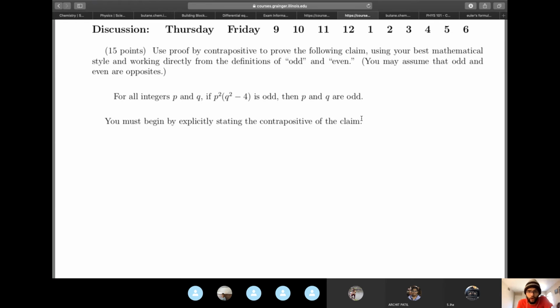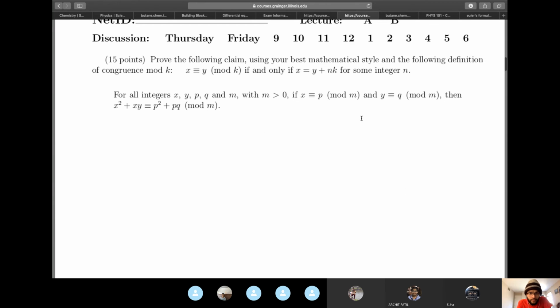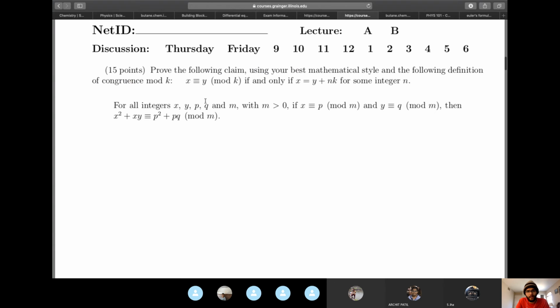Okay? I'm assuming that all of you were clear with the concept, and we will go to the next problem. Okay. This involves some new concept, which again, I don't think is too hard for you to understand. So I'll try my best to explain it to you. Prove the following claim using your best mathematical style and the following definition of congruence mod k. Now, I am thinking this problem is going to be a little harder for you to understand, but I will tell you this much. Don't look at all of these things.